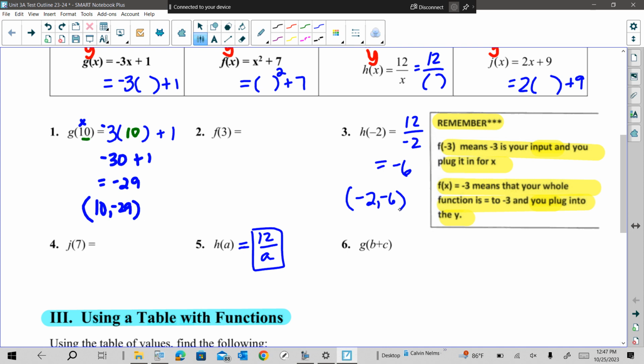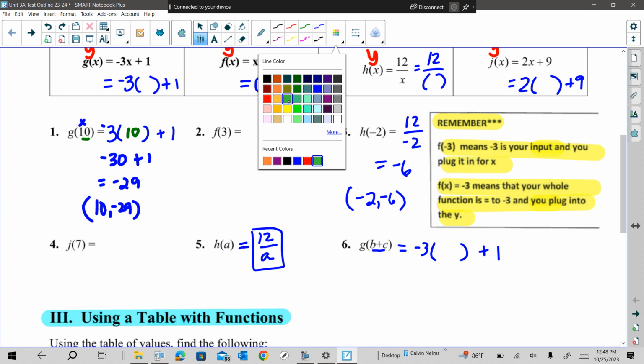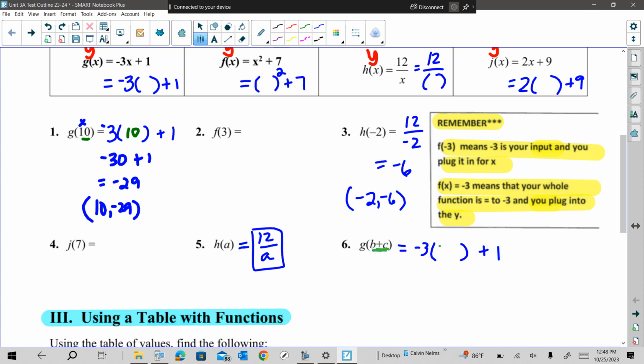Now, for 6 here, see this is g of b plus c inside the parentheses. This is representing my x. My g function, my g of x, was -3 parentheses plus 1. So what I'm plugging into the parentheses is the expression b plus c. Then to simplify it, we're going to distribute the -3. So this would be -3b minus 3c plus 1. And that is our output. That's the final answer.